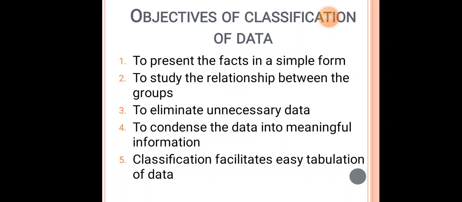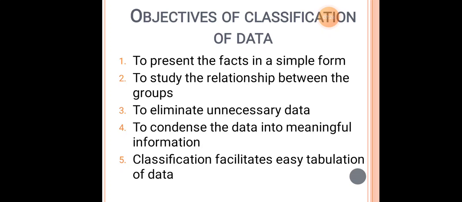Next thing is to condense the data into meaningful information. So what does the word condense mean? Condense means limiting or decreasing the value, so that we will get to know the value in a better way. For example, instead of counting how many students are there in the class every day, what other thing do we do? We stand, we call the attendance. So at that point of time, we will get to know how many students are present, how many students are absent, instead of getting to know which student is absent on this particular day, which student is absent on the next day.